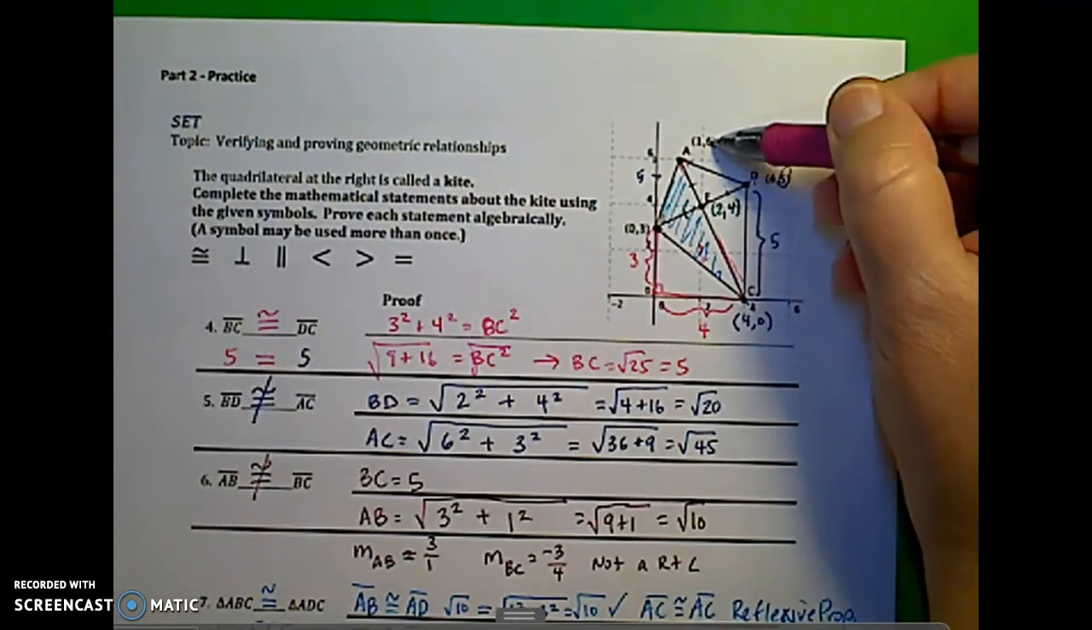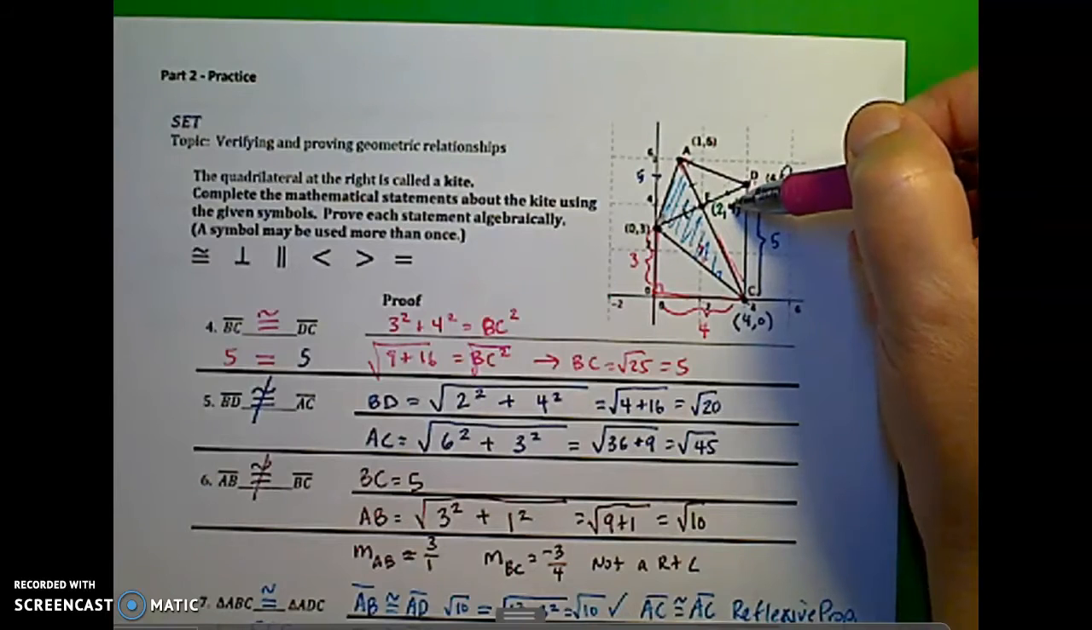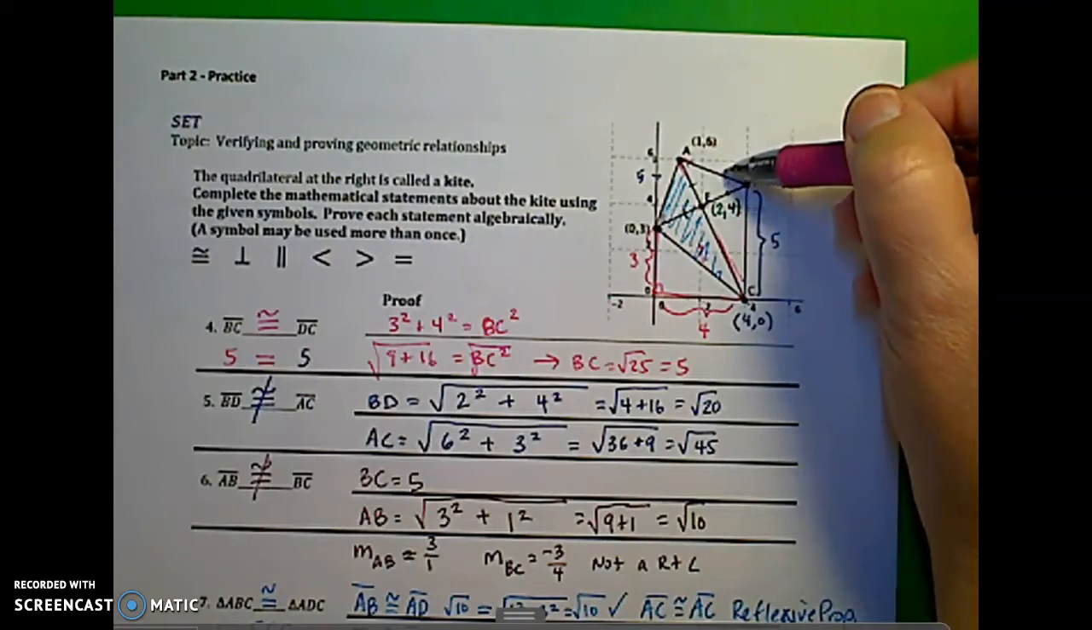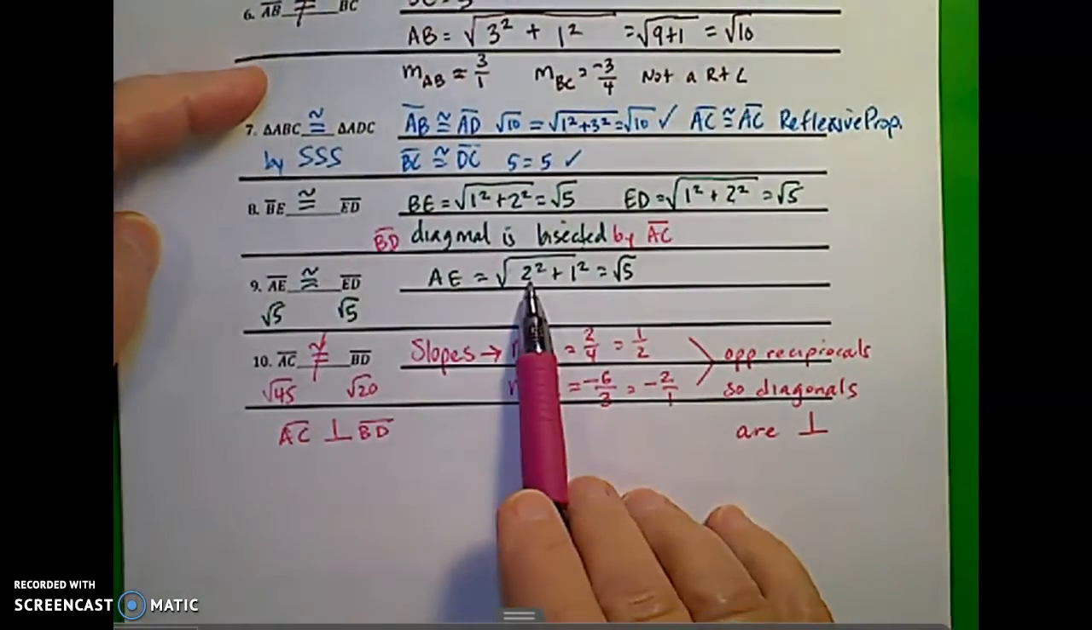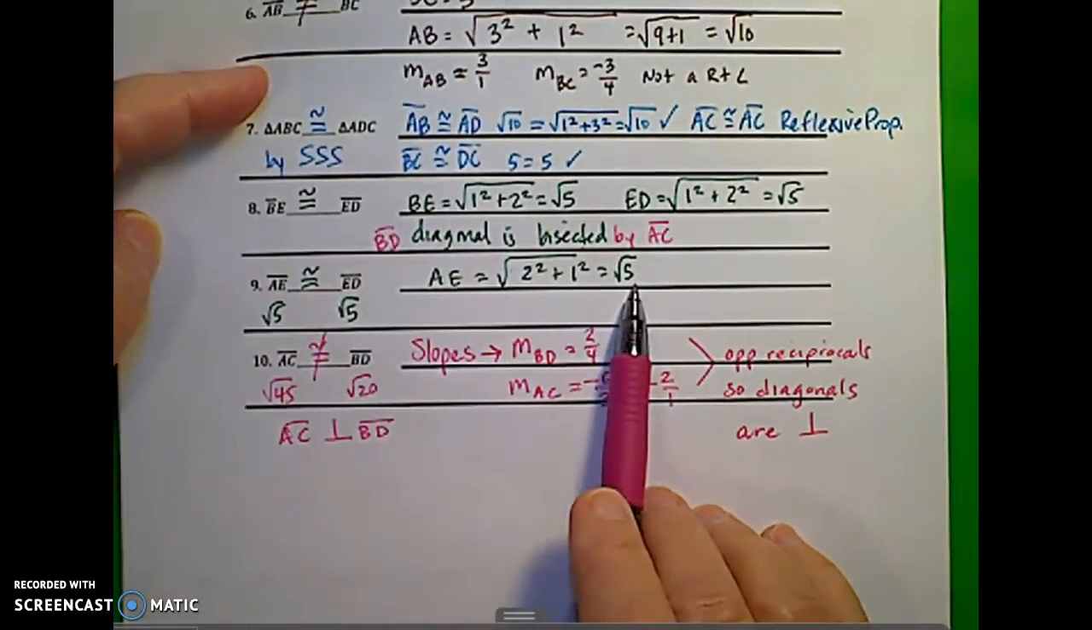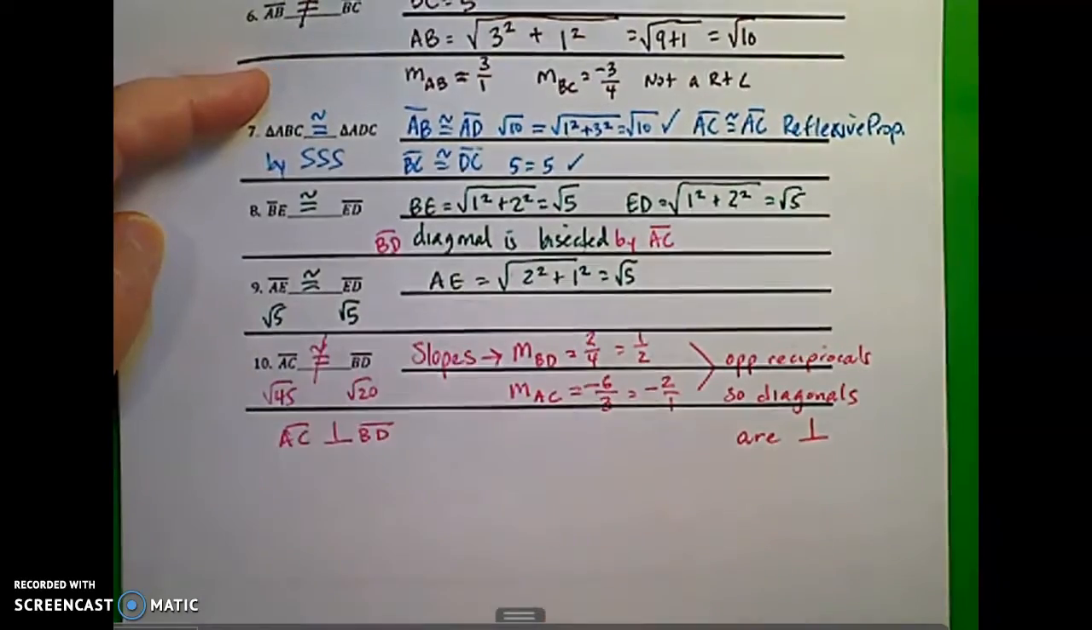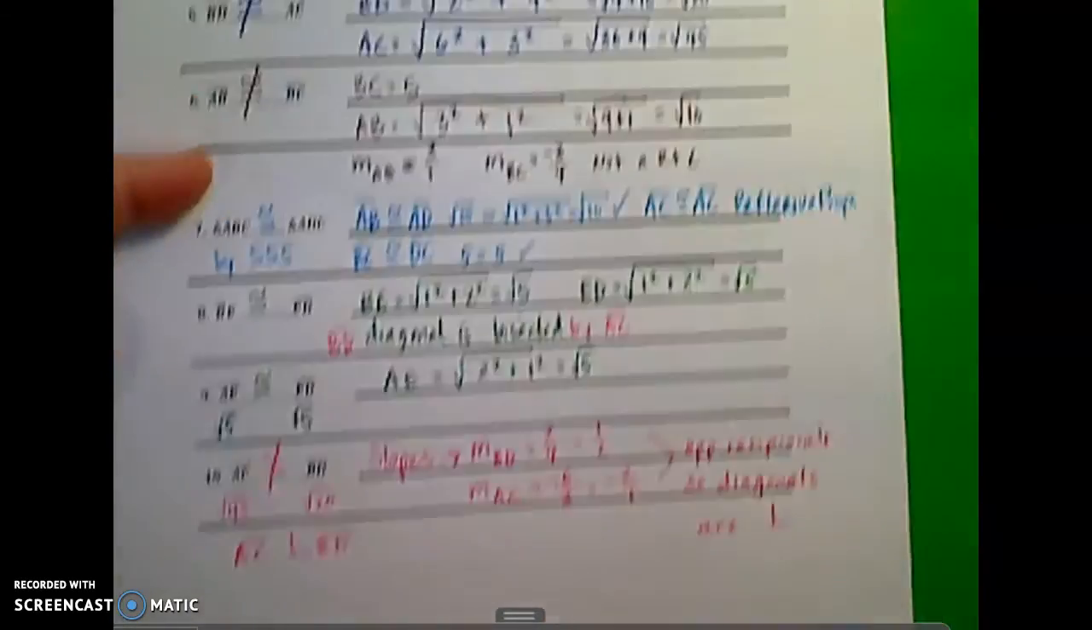We're going to compare the y and x values. The difference in the y's are 2. Difference in the x's are 1. Sounds familiar. 2 squared plus 1 squared, square root of 5. So those are also congruent.